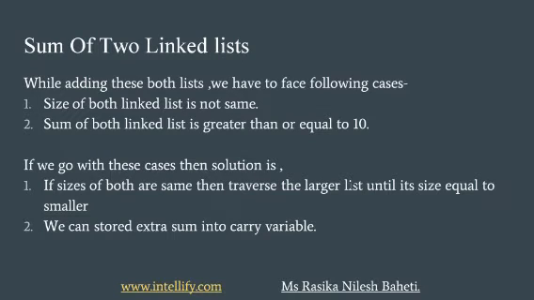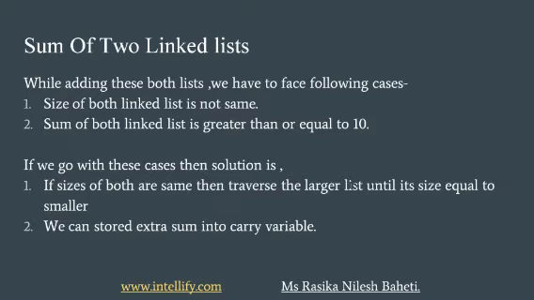So let's get started. Each time while adding these two lists, we have to face the following cases. One is that the size of both linked lists is not the same. Of course, if the size is not equal, then a problem will occur. If the sum of both linked lists is greater than or equal to 10, then it will be okay for now, but when we display it, it will be absolutely wrong. So it's needed to carry that extra sum into the next recursion, as each problem has a solution.